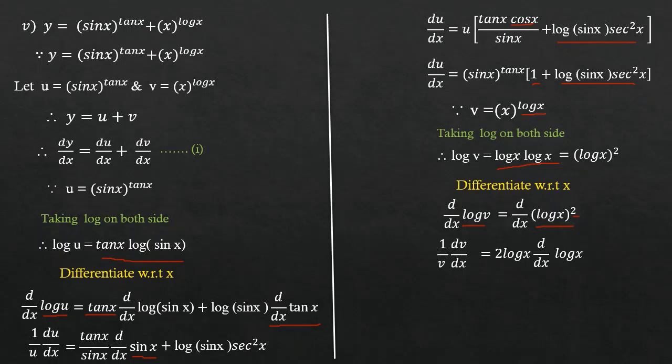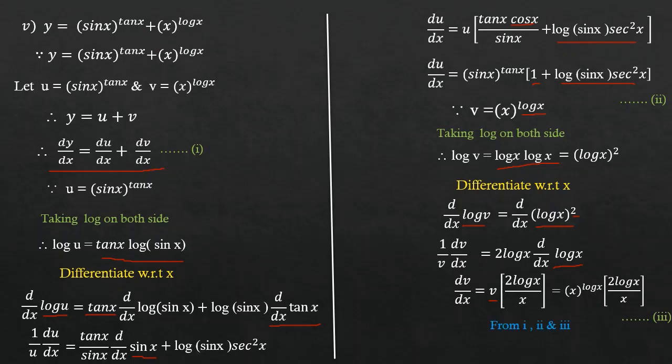So next step we get 1 upon v, आप राइट में शिफ्ट कर सकते हैं. So that gives you dv by dx is equal to v into 2 log x, and upon x we are getting due to taking the derivative of log x. So in the next step we'll update the value of v. Value of v is x raised to log x, and remaining terms are as it is. So we'll mark the previous one, du by dx का value as 2 and dv by dx का value as 3. Updating these values of du by dx and dv by dx in equation number 1 gives you the value of dy by dx, which is equal to the value of du by dx plus the value of dv by dx.